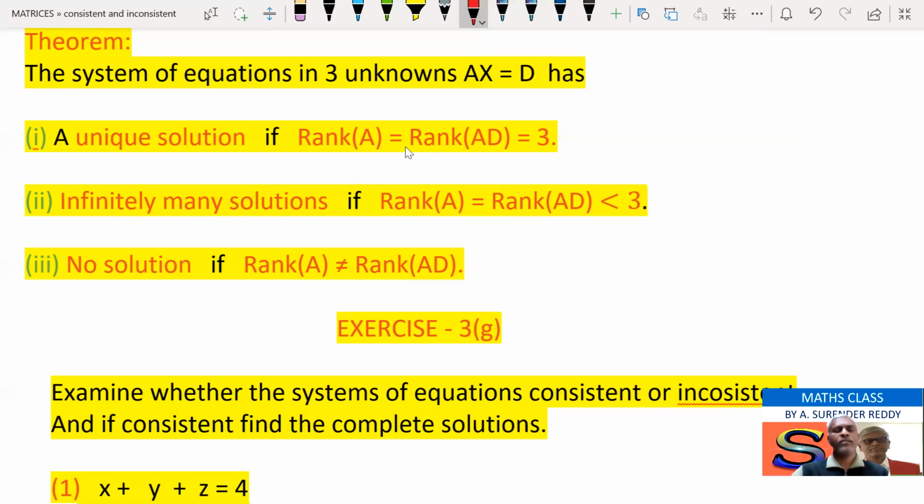So when it has a unique solution, the ranks are equal and that is equal to 3. If the ranks are equal but less than 3, that is, it can be 2 or 1.